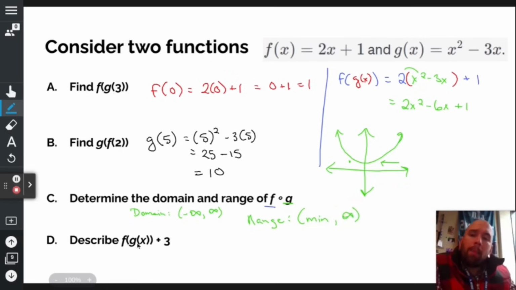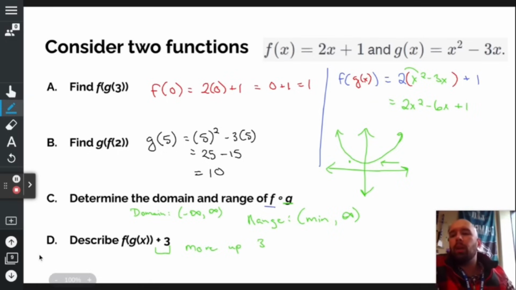All right, describe f of g of x plus 3. Well, I found f of g of x. So literally just by adding 3, it's not asking me to do a whole lot more than describe it. This is me just moving it up 3 units. That's it. Plus 3, move it up 3 units. So whatever that guy is, up 3 more.